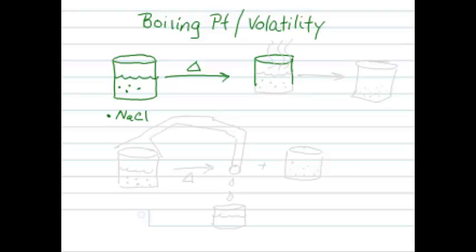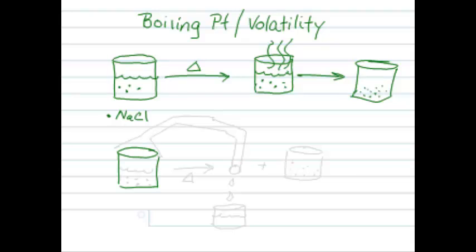Now, what we would expect to happen is for the water vapors to escape the flask, and then over time we would be left with just the sodium chloride. Why? Because the sodium chloride is not volatile. It will not boil at a typical or a normal temperature. However, the water will.